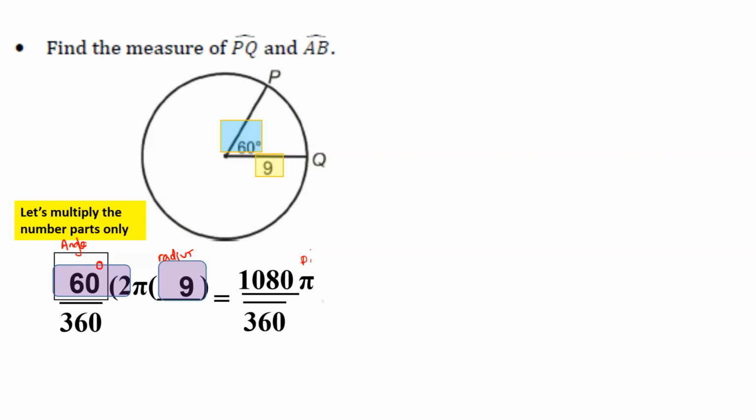If you multiplied 60 times 2 times 9, you should have gotten 1080. All right, let's go ahead and divide out 1080 divided by 360. Go ahead and work that out. And hopefully you divided that out because pi is still there, and 1080 divided by 360 is 3 pi.